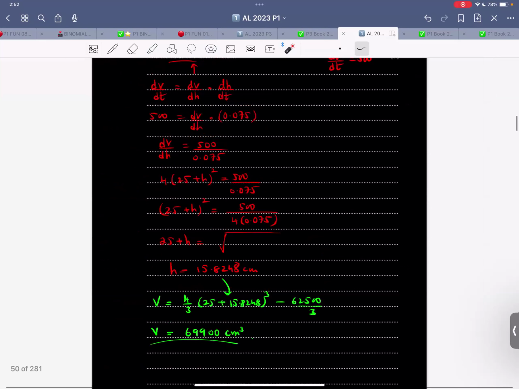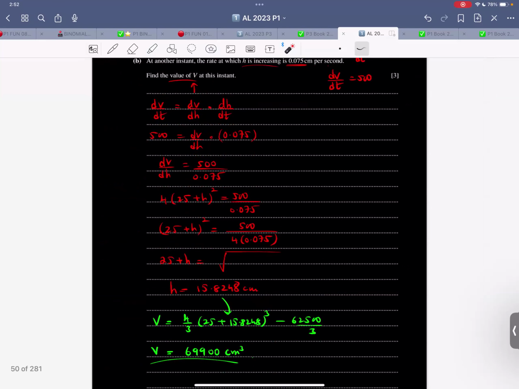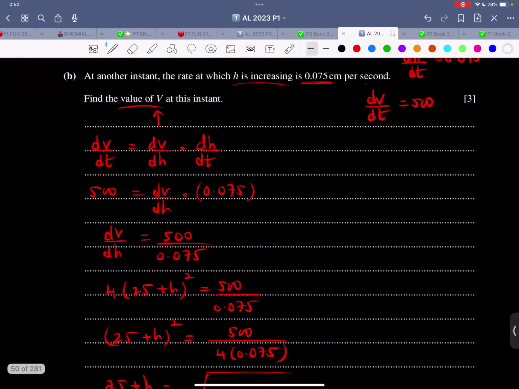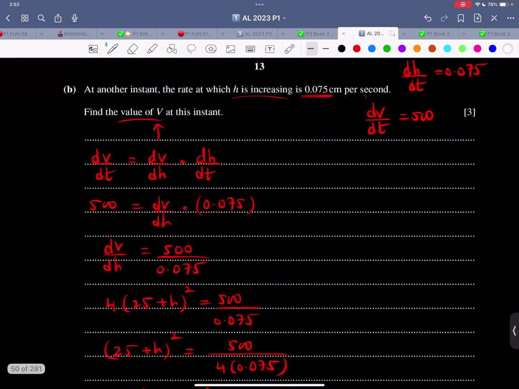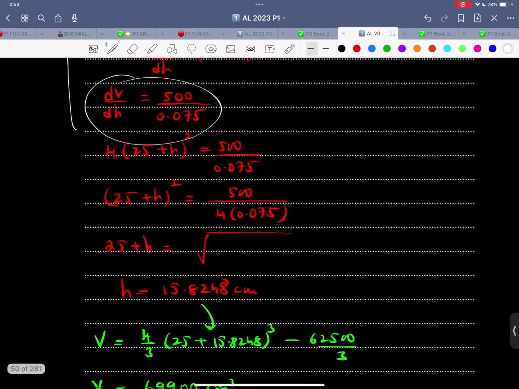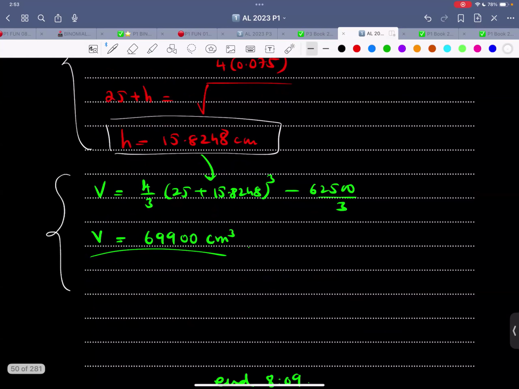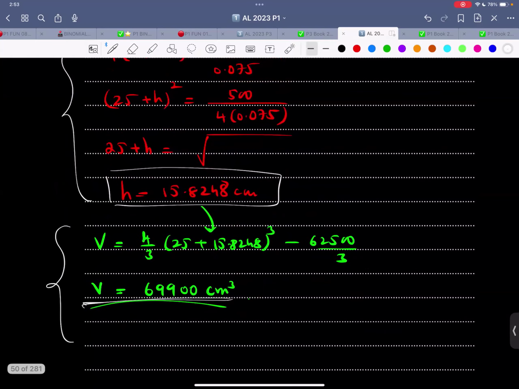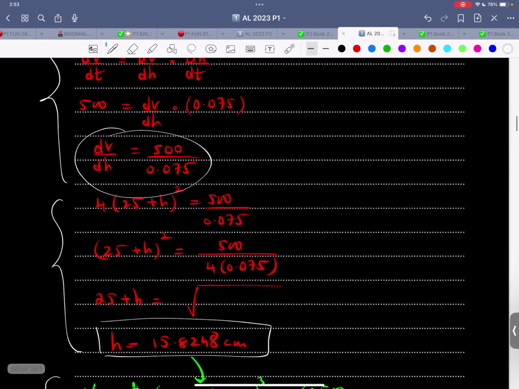Have a good look. Nothing difficult, but it was a multi-step problem. 2 steps were there. First, find dV by dh. Actually, 3 steps. So step 1, let me highlight. Use a white marker. So this is step 1. Up till here is step 1. This is step 2, finding h. And this is step 3, that is finding V. So there were 3 steps involved, which you have to think for yourself.